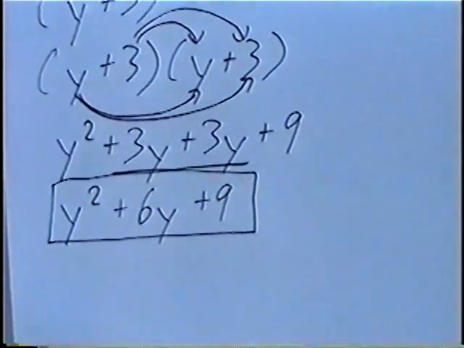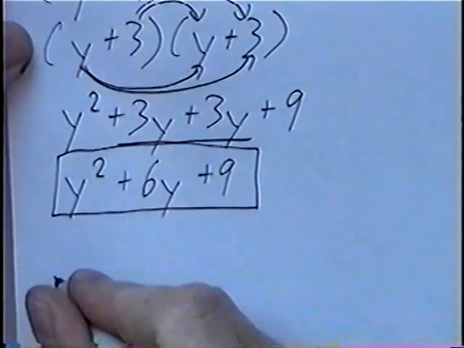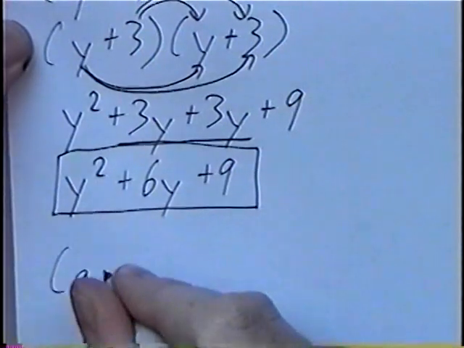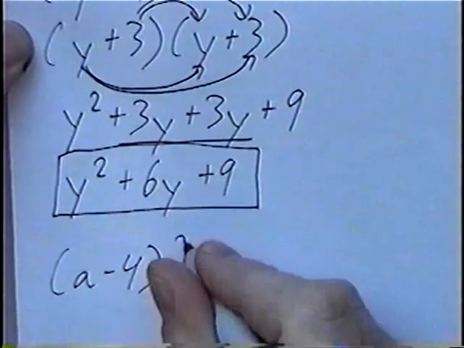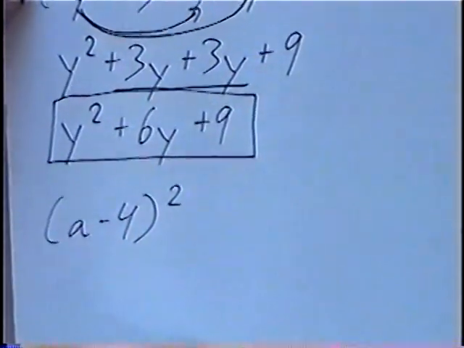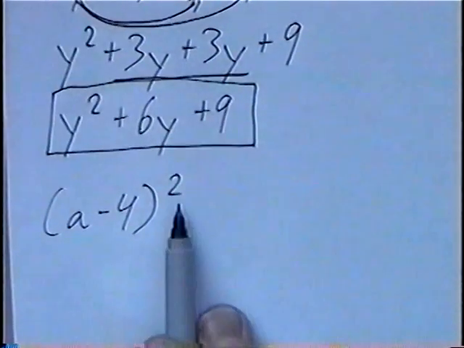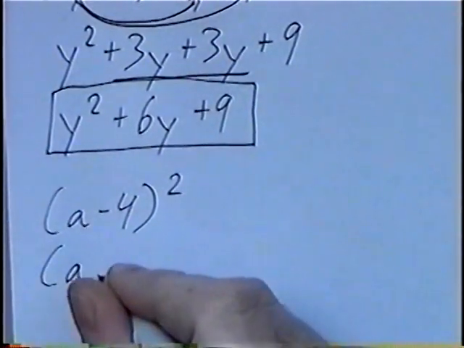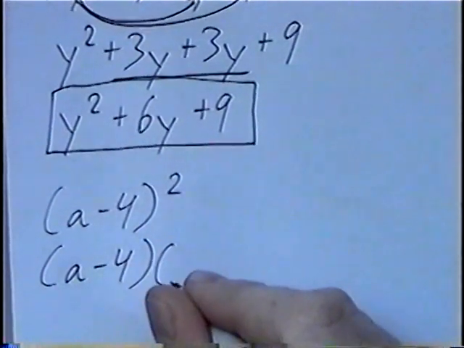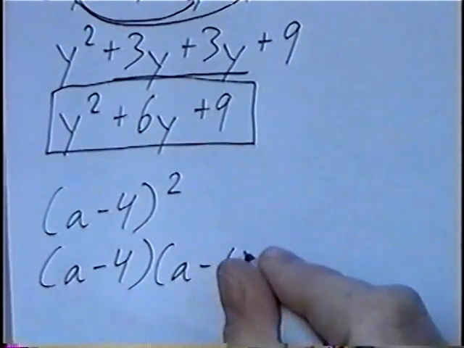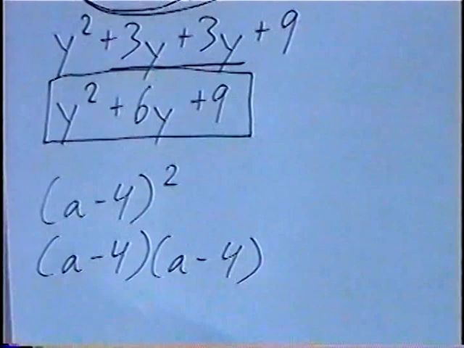And last question for the section, inside parentheses, a minus 4 to the second power. Again, the second power means we'll take the same parentheses and write it twice. So a minus 4 times a minus 4.